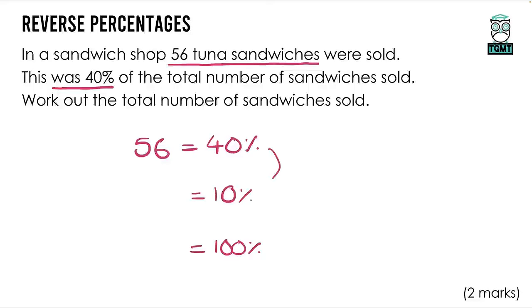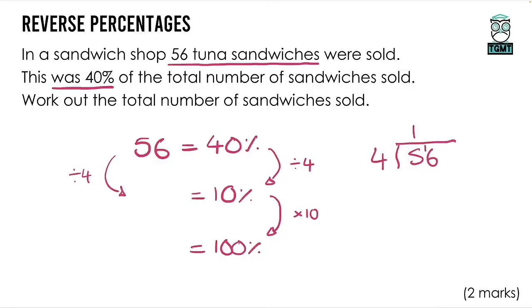So if I go down to 10% to get there, I would have to divide 40% by 4, and then we can just multiply by 10. I need to do the same to the other side. I need to divide by 4 again. Just to the side, I'd want to do some division, 4 goes into 5 once, remainder 1. It goes into 16 4 times.